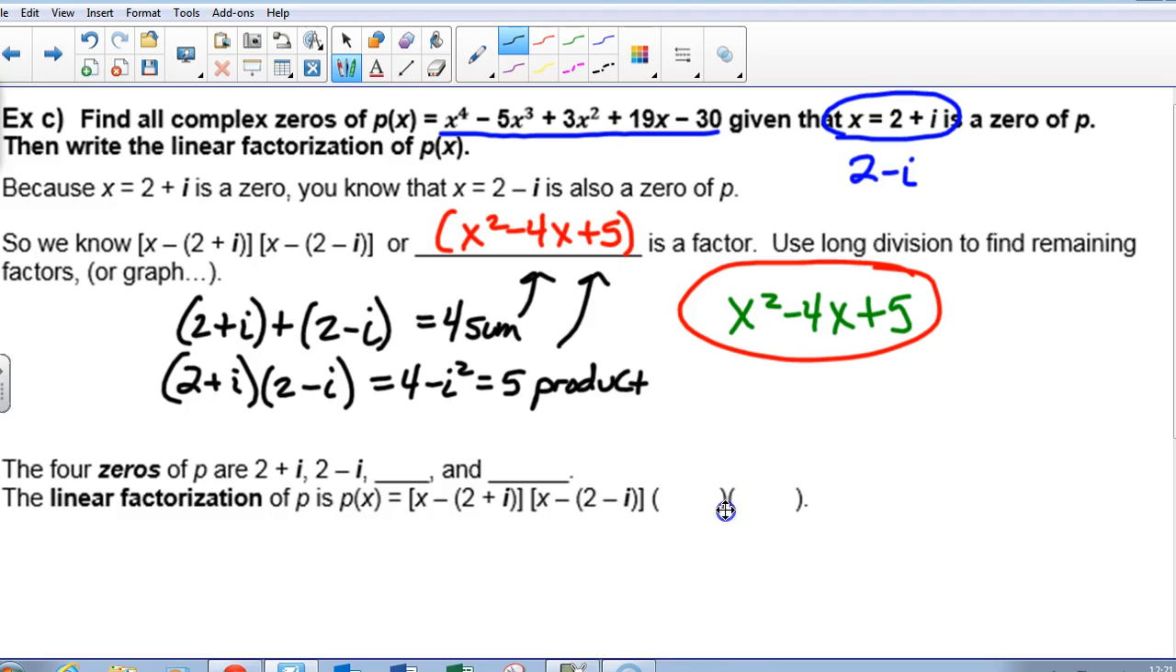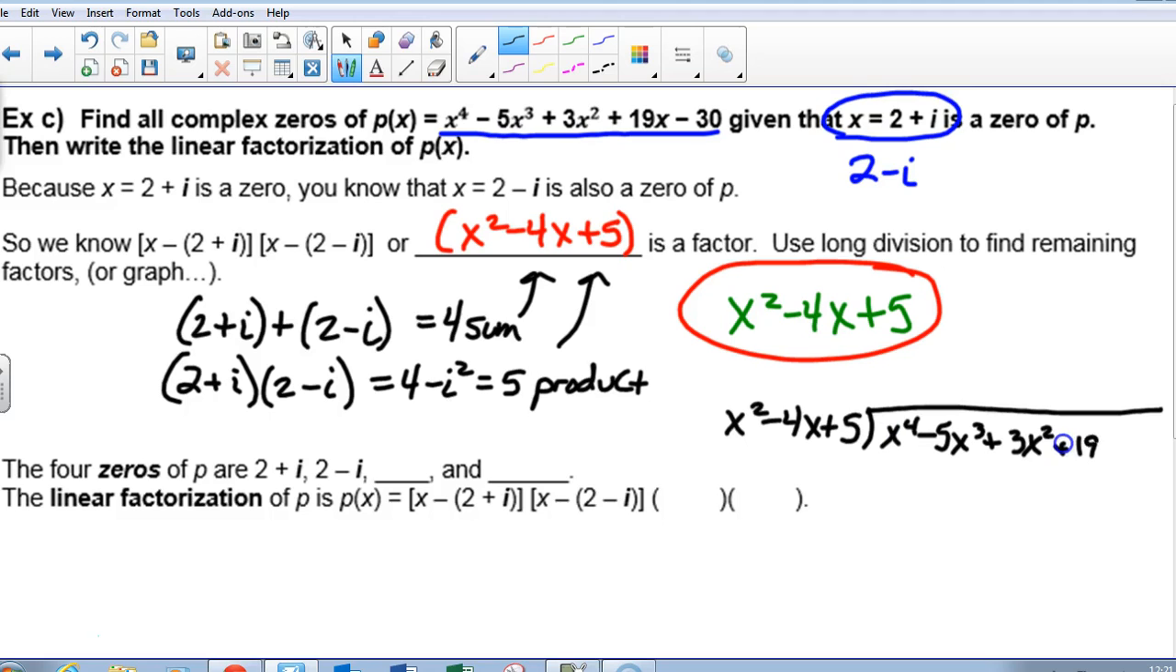Now, it painfully, very painfully, says use long division to find the remaining factors. You can just graph it, okay? I'm going to do long division because I want to review it one more time. If you don't have room and don't want to write it down, just talk me through it, guys. We have x squared minus 4x plus 5, and we're dividing it into this original polynomial up here, x to the 4th minus 5x cubed plus 3x squared plus 19x minus 30.